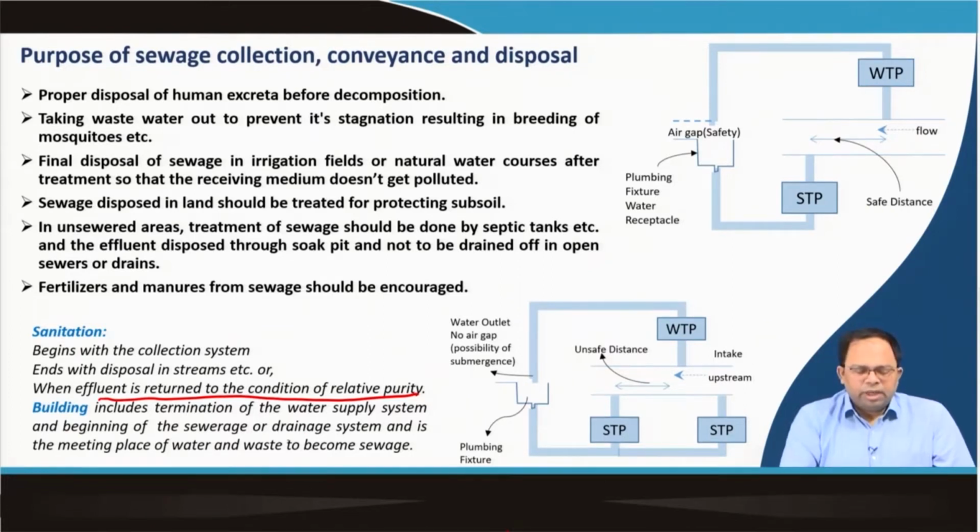And a building in an urban area actually is both the termination of the water supply system and the beginning of the sewerage or drainage system, and it is the meeting place of water and waste to become sewage. So, as you can see in this image, this is the plumbing fixture where the water supply ends over here and the sewage system begins, or the waste system begins, and this waste system goes to the STP, it is disposed of, and then we can dispose with multiple STPs.